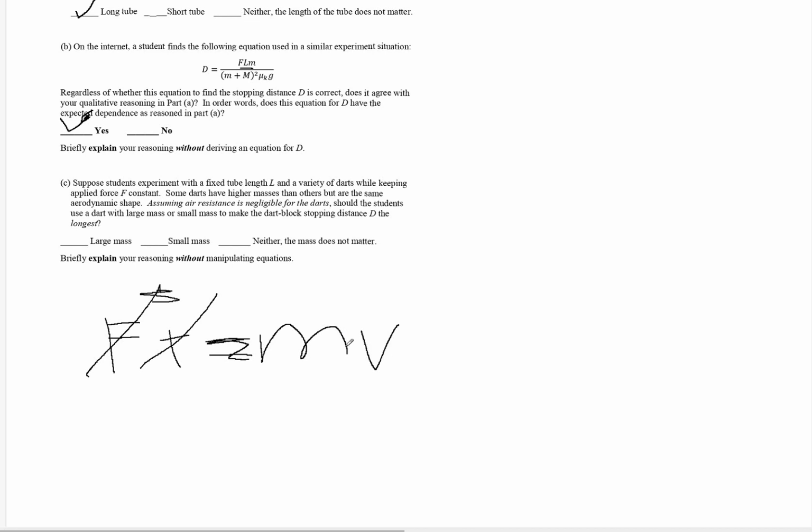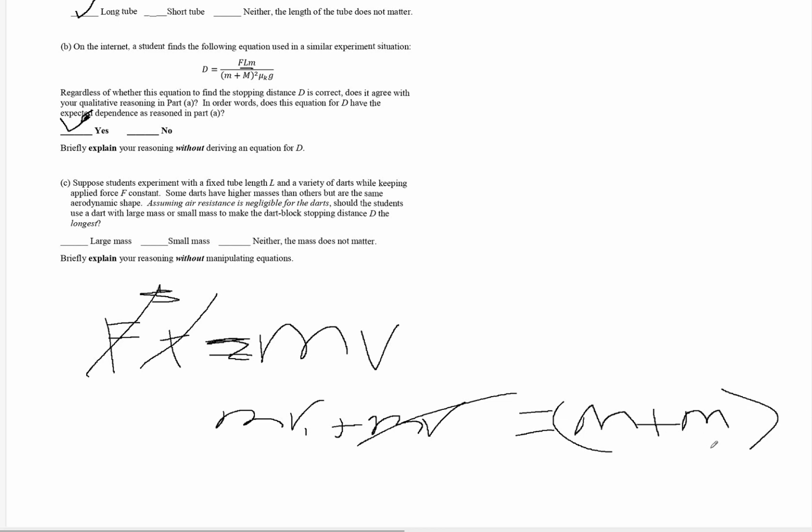So the initial momentum would be the mass of the dart times the velocity of the dart initial, plus the mass of the block times the velocity of the block initial, but the initial velocity of the block is 0. So you can cross that out, which will equal, when the dart and the block hit each other, their masses will combine, so this will be M plus m times velocity final. They will both share the same velocity.